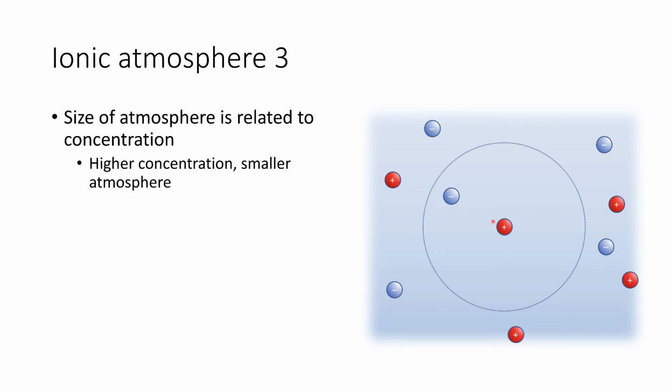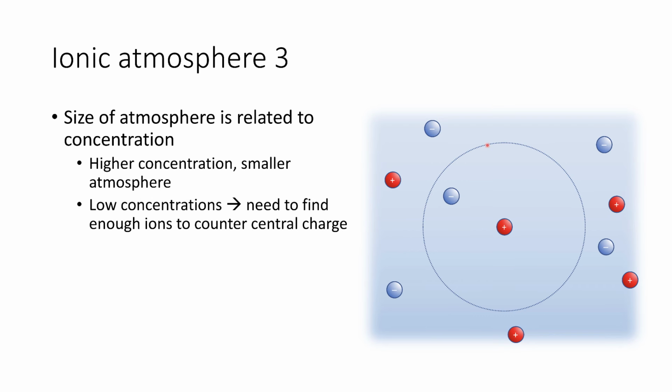So if we have a high concentration, we end up with a smaller ionic atmosphere because we don't have to go as far to find an equal and opposite charge, whereas at low concentrations we have to extend the boundary a long way out to capture an atmosphere of equal and opposite charge. The ionic atmosphere serves to stabilize this central ion.